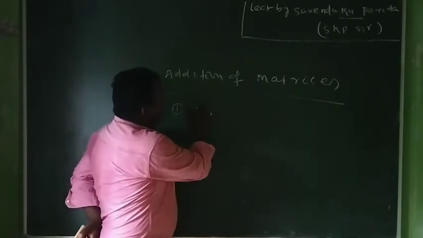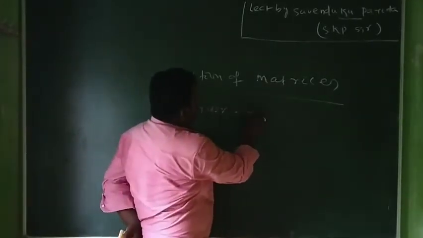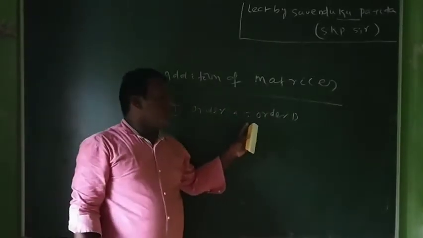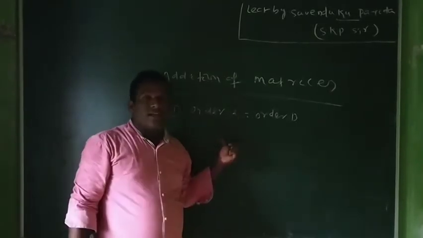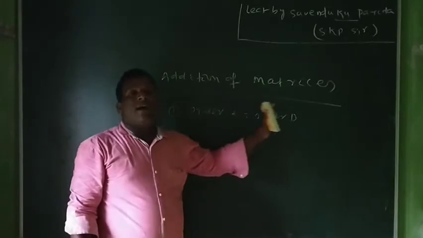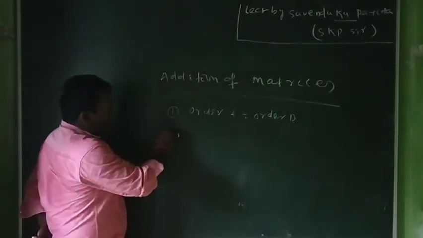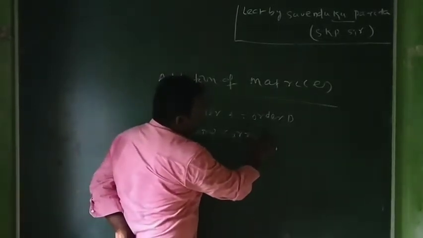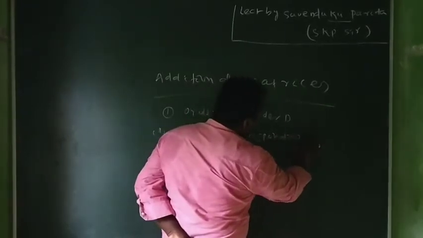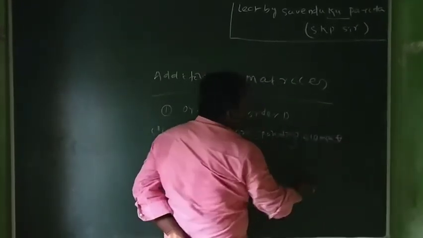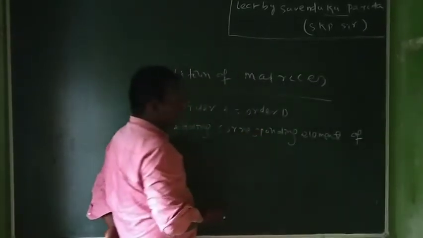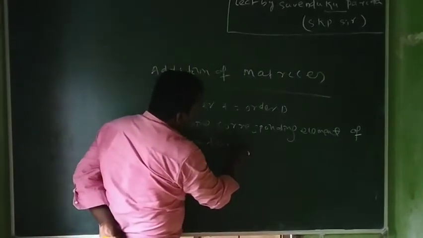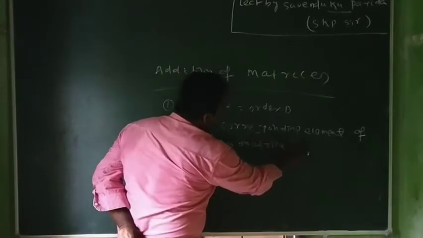Order of A is equal to order of B. Which is, order of A is equal to order of B. Then we add the corresponding elements: adding corresponding elements of the given two matrices A and B.